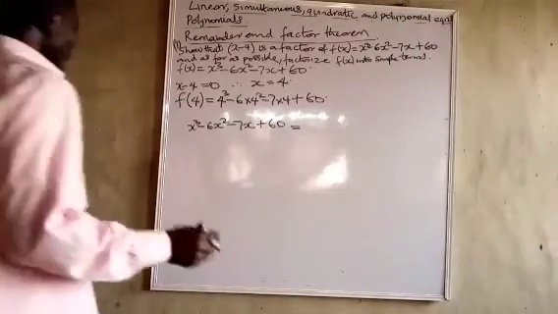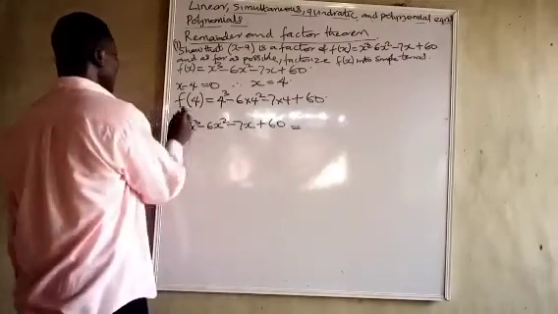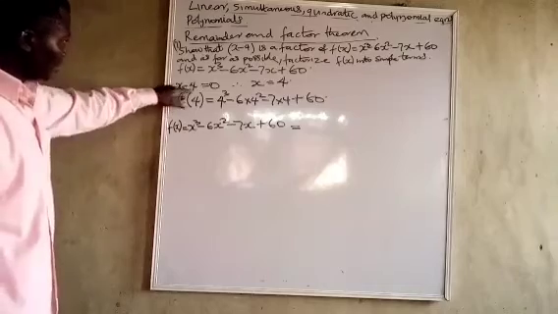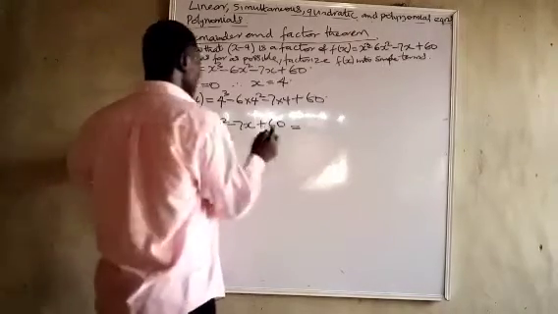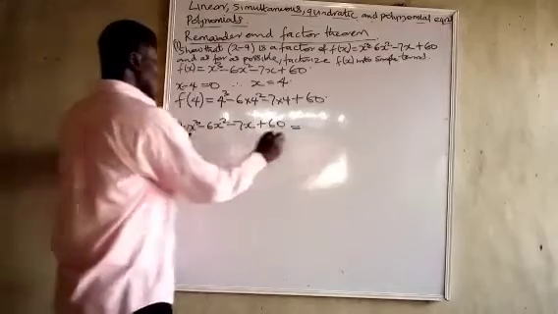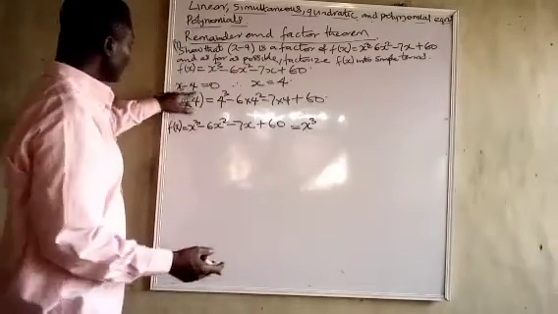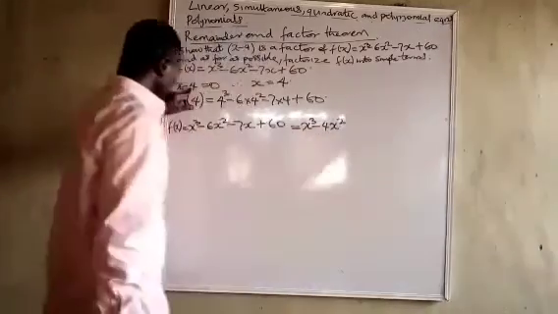Now, I want to divide this expression, f(x), by x minus 4. I have already known the divisor. So I know this one is going to be x squared. If I divide x cubed by x, I have x squared. So that x squared, I use it to multiply the 4. Minus 4x squared. You can see.